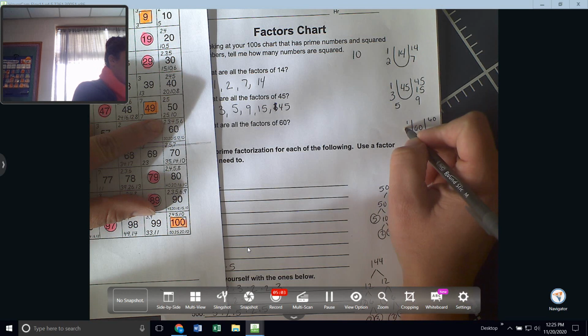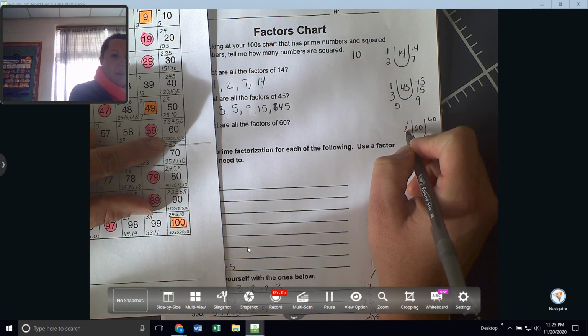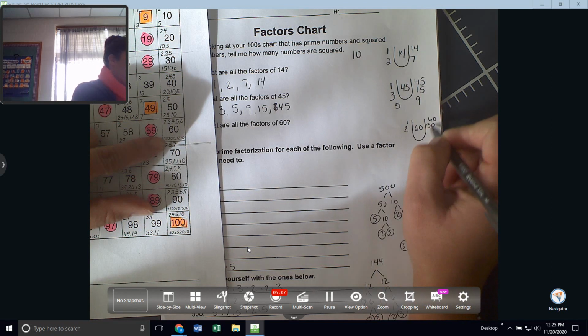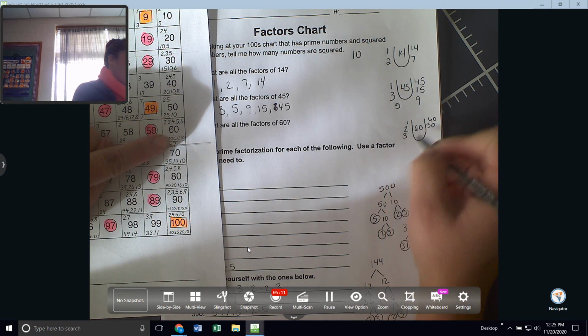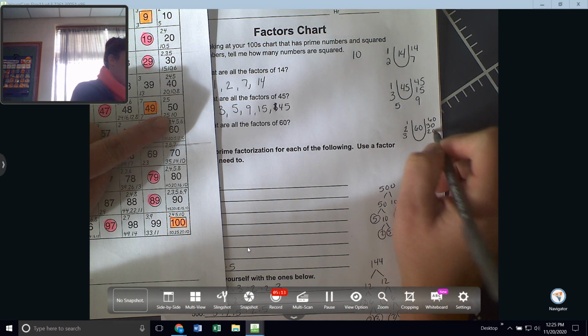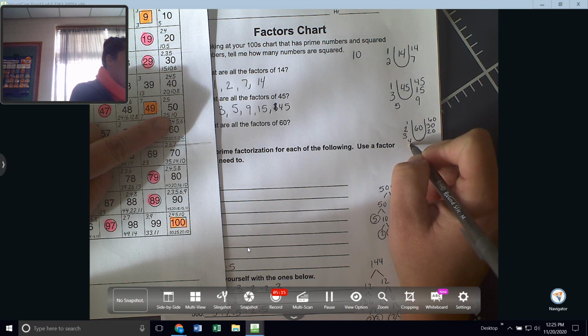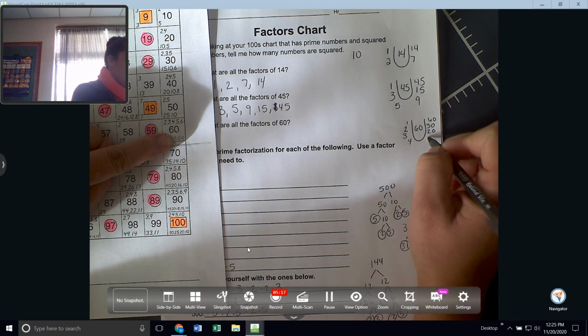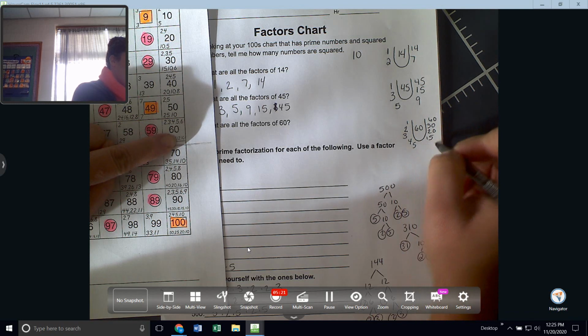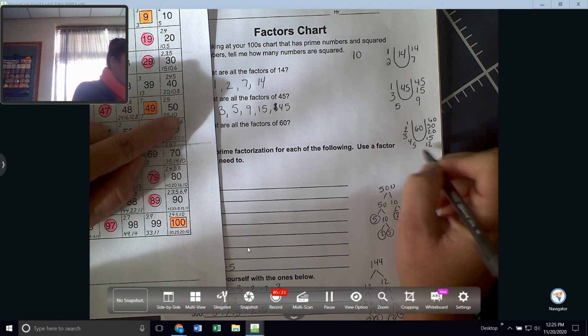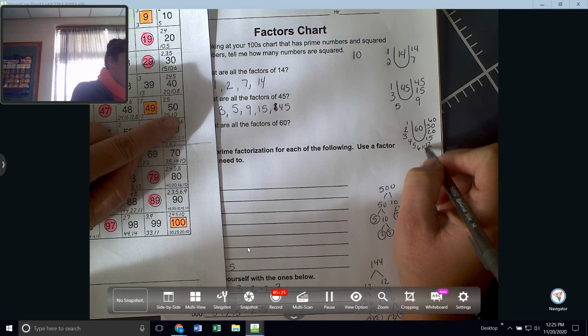2 goes in with 30. 3 goes in with 20. 4 goes in with 15. 5 goes in with 12. And 6 goes in with 10.